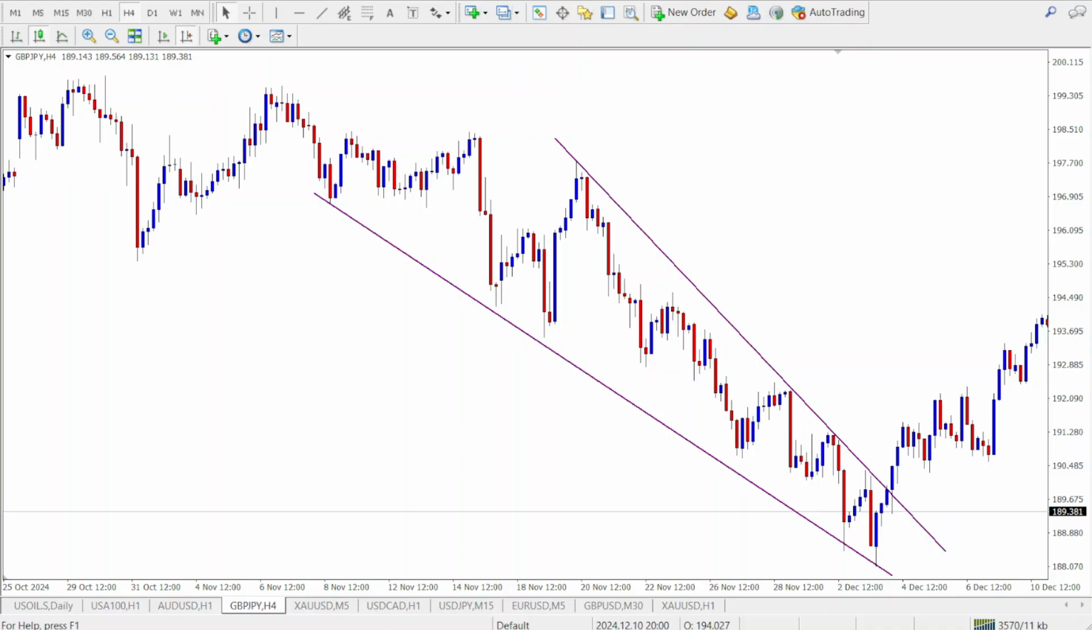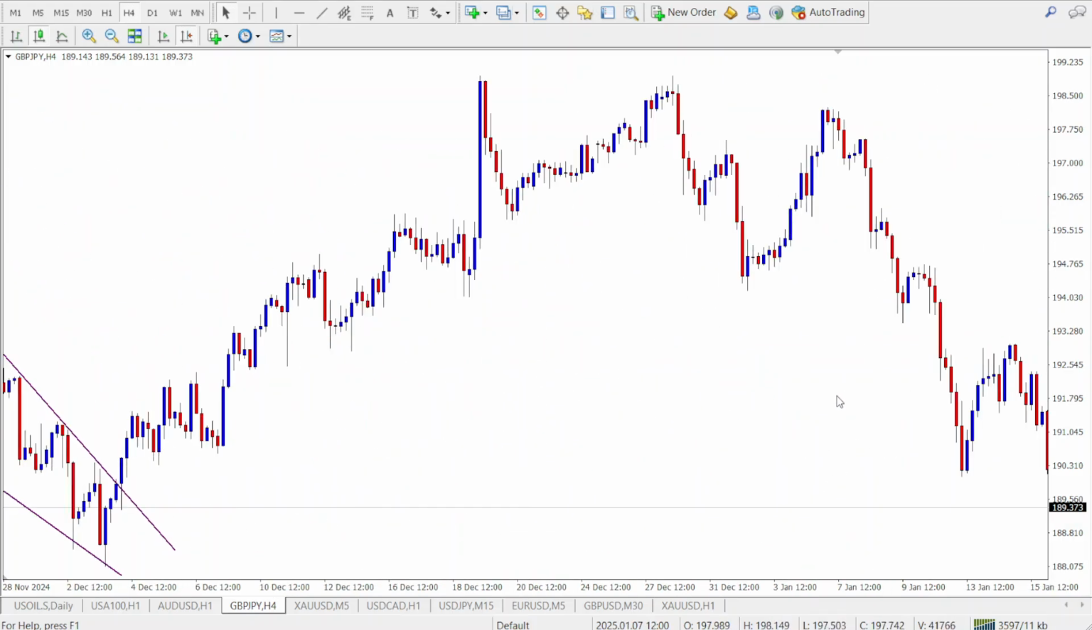Now, before we get into strategy, let's define what a pullback actually is. A pullback is a temporary retracement in price within a larger trend. Now, we have a bearish trend here, right? A pullback is just a temporary retracement before the bearish move continues. So in an uptrend, now this is an uptrend.